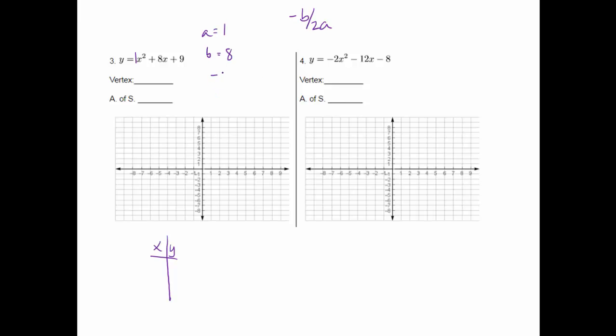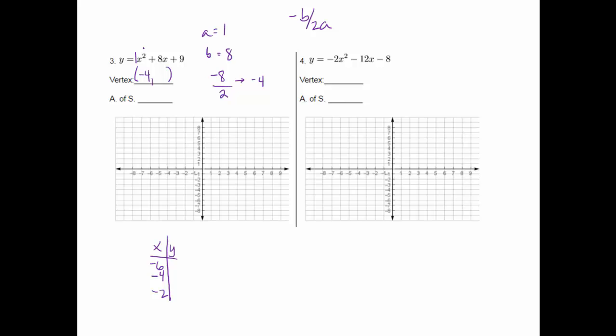So the opposite of b is negative 8, and then 2 times a, 2 times 1 is 2. Which means the x value of my vertex is negative 4. So negative 4 something. I'm going to put negative 4 down here, and I'm going to go 2 in each direction, so negative 6, negative 2. And then I'm going to go ahead and plug negative 4 in.